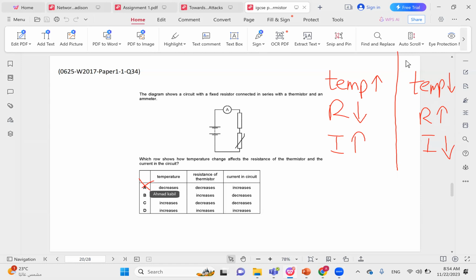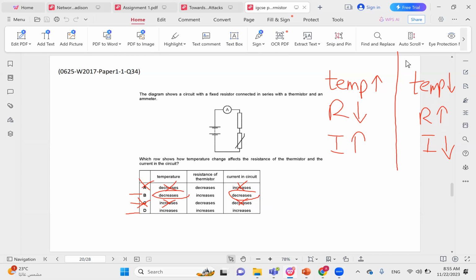It applies in B. It applies in C as well. No, excuse me. Yeah, so for temperature and current to be the same, it does not apply in C. My mistake, I'm sorry. Because here we have decreases and decreases. But this is wrong, and this is wrong as well. Here, temperature and current are the same as well.